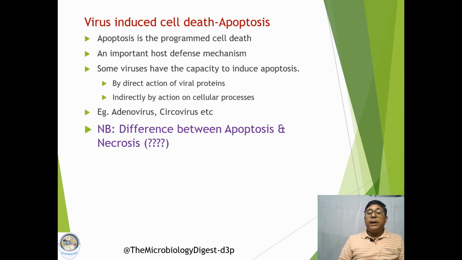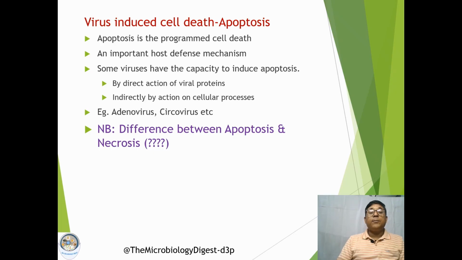Now another term called apoptosis. We already know that apoptosis means programmed cell death. There are some viruses which can induce apoptosis. We have already studied this in our immunology discussions. It is one of the very important mechanisms of the host defense system, a part of our immune system, and some viruses have the capacity to induce apoptosis. How? They may act directly through viral proteins, or indirectly through any of the cellular processes.